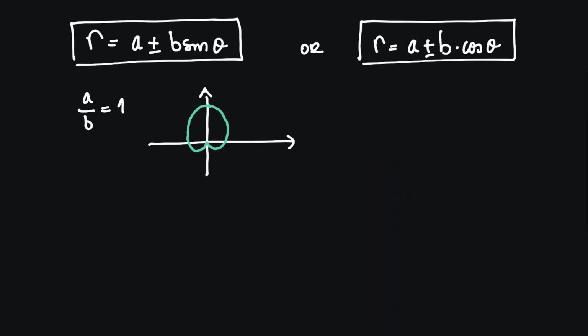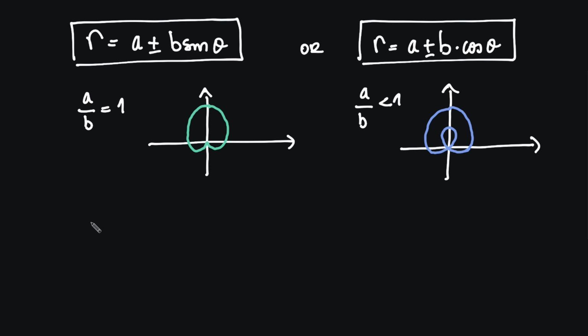If we do another test and we take A divided by B and we get a number less than 1, then our graph is going to look something like this. It's going to look like a one-loop Limacon, pretty similar to that kind of heart. And again, this is positive sine; if it was negative, it's going to be towards the negative y, towards the bottom. If it is positive cosine, again to the right, and negative cosine to the left.